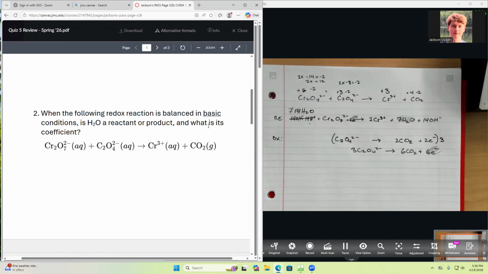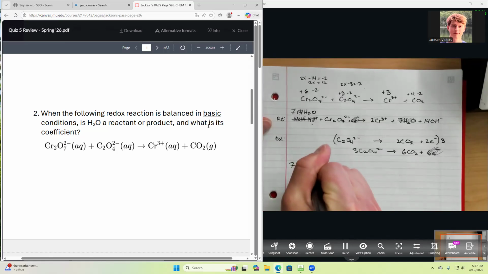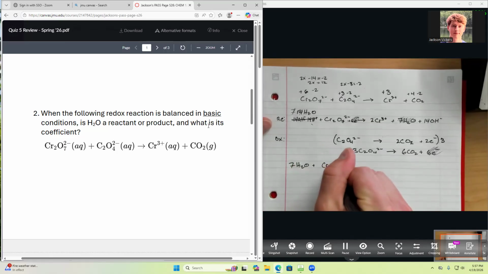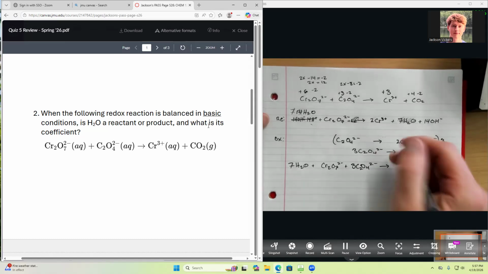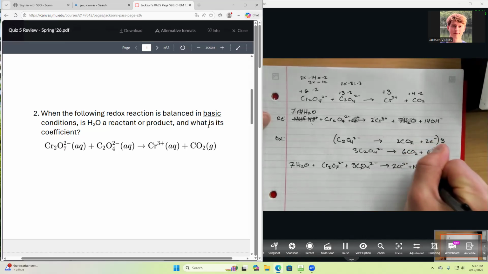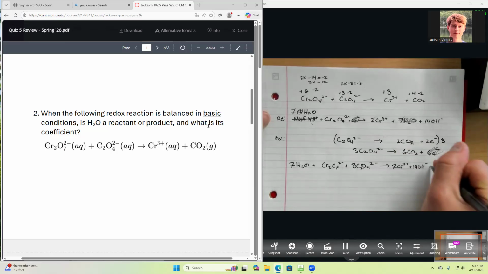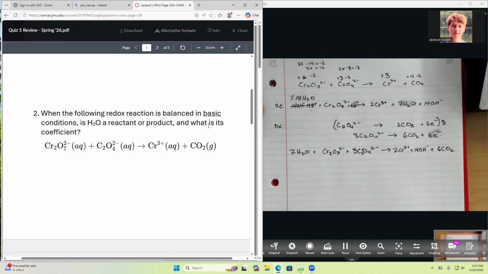Now we get the last step, and all that is putting this into one big reaction. So I'll start up here. So we have 7 waters plus Cr2O7 2 minus plus the 3 C2O4 2 minus. And then this is going to be 2 Cr3 plus, our 14 OH minuses and 6 CO2. Again, I'll do this real quick and go through and make sure we did it right.